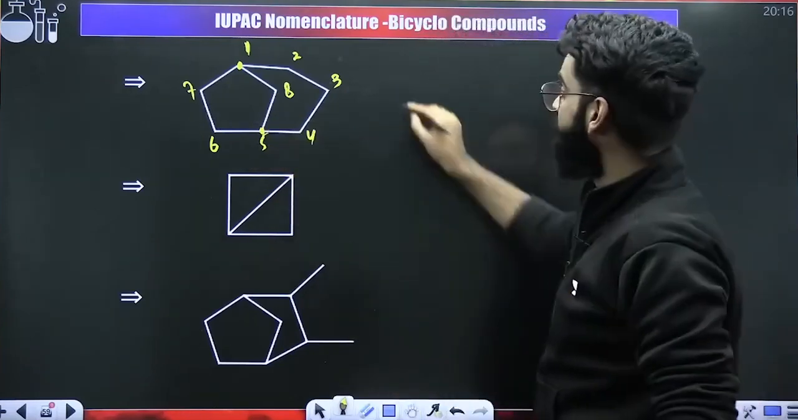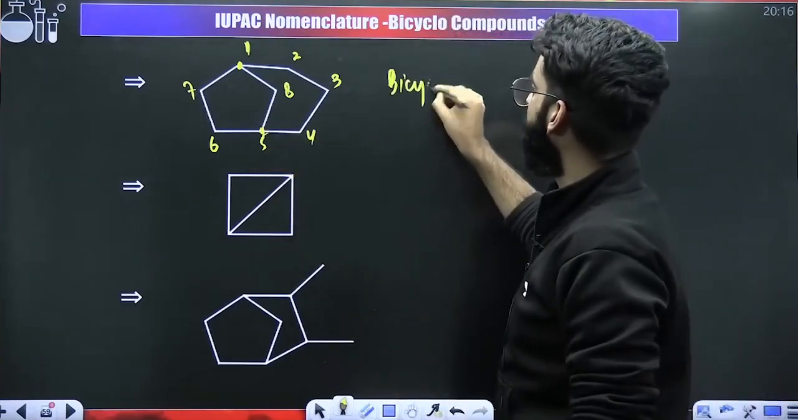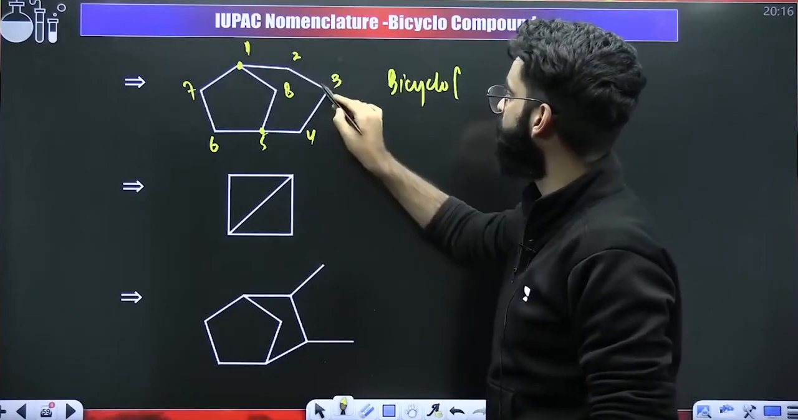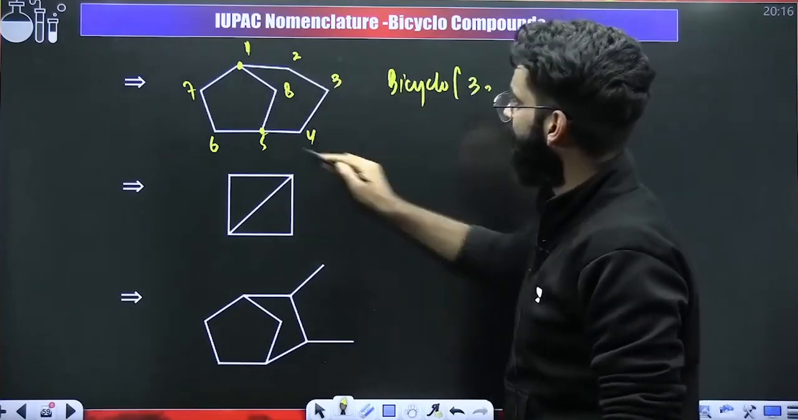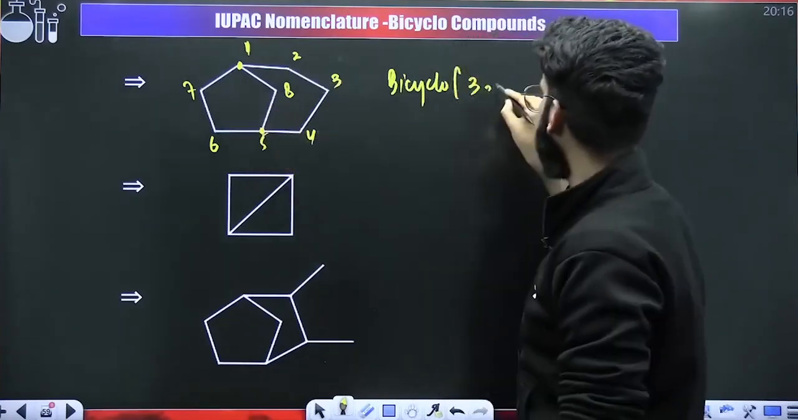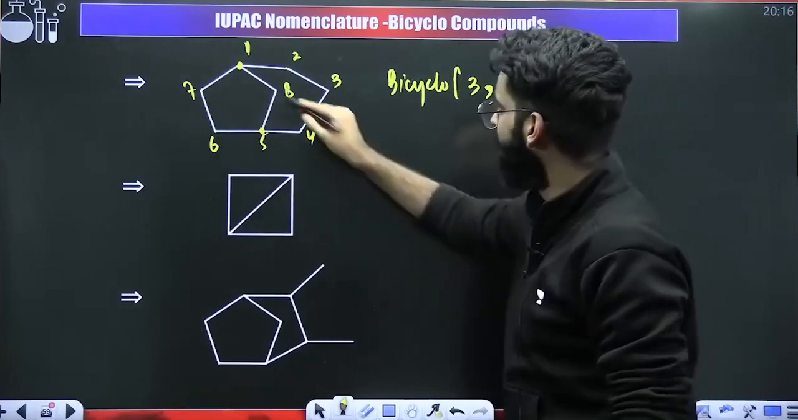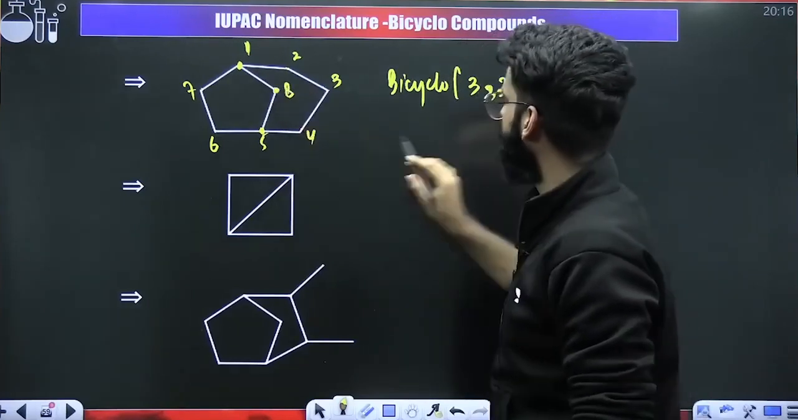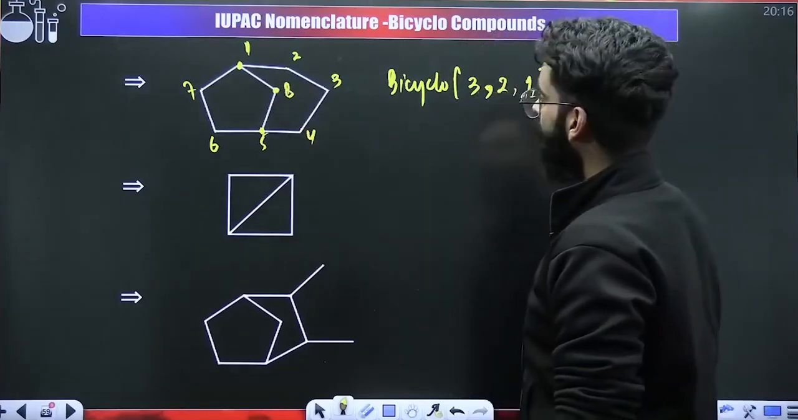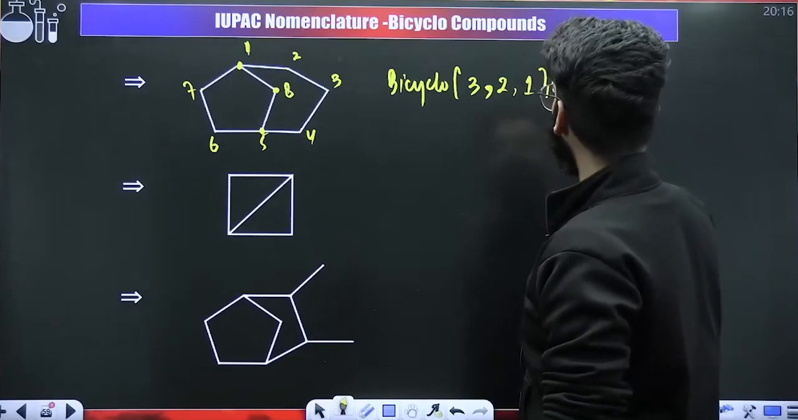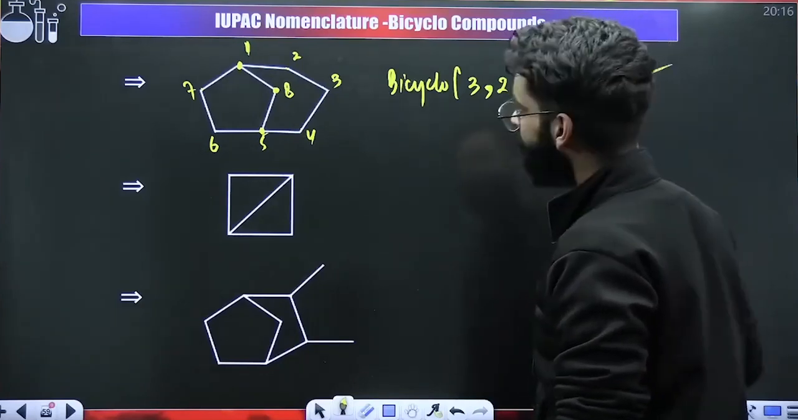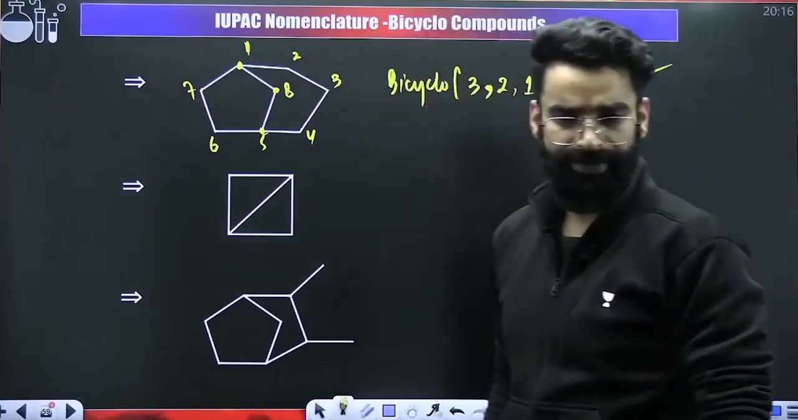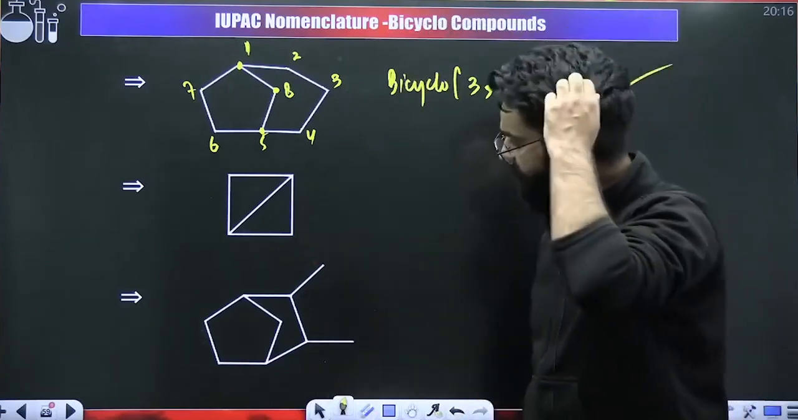So I'll be using the term bicyclo. In the longest path, 3 carbon atoms. In the shorter path, 2 carbon atoms. In the shortest path, 1 carbon atom in the middle. How many carbon atoms total? 8, so oct. Everywhere there is a single bond, so it's ane.